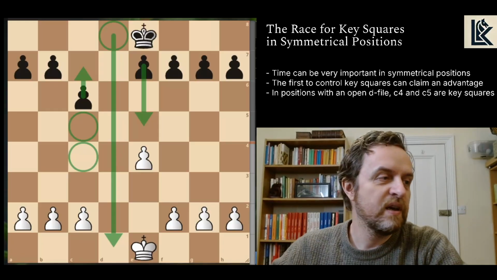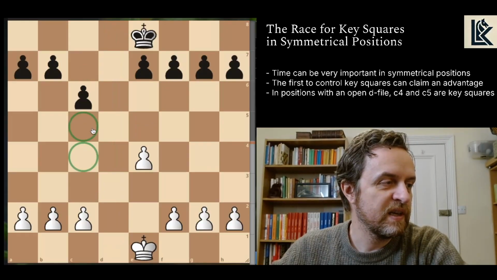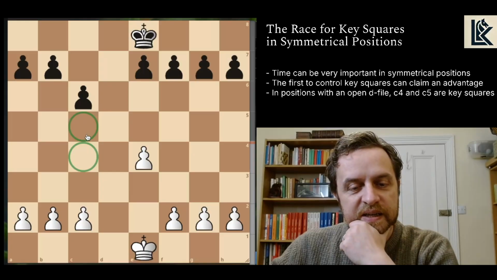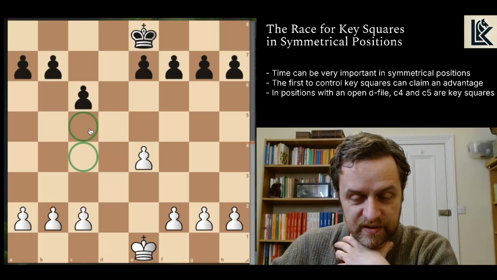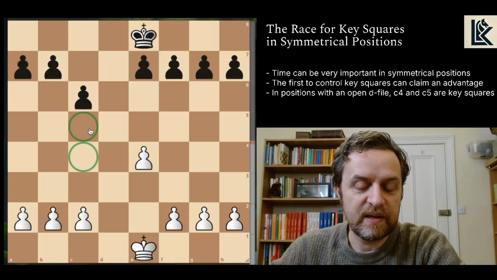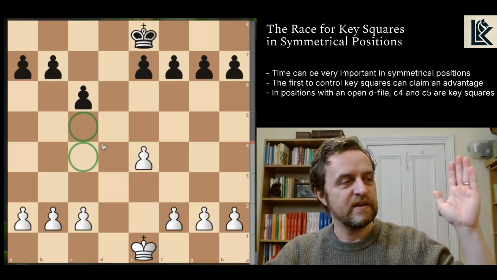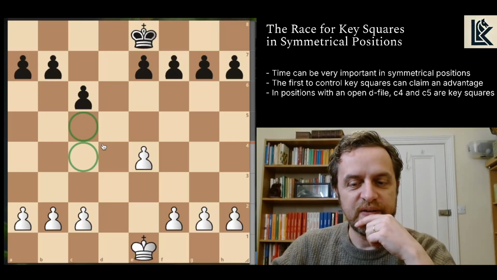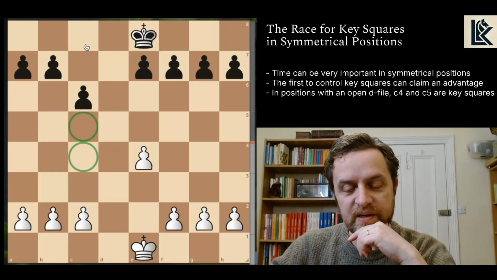So you can see on the board here, I'll just get rid of some of these highlights. I've highlighted the squares c4 and c5. And these are key squares from both players' perspective. Now, the reason for this, if you have a look at the board and divide it up, you can see that we have a short side and a long side.